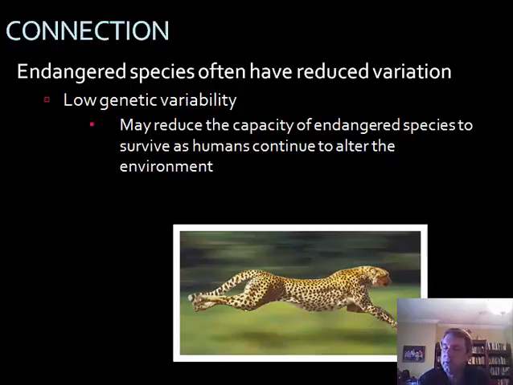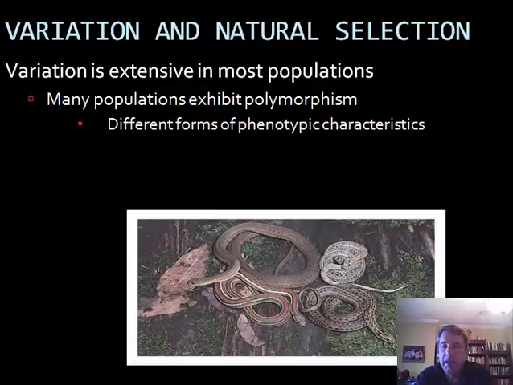And so your book's making the claim that maybe this is why these animals are in danger. And so low variability maybe has a connection to animals becoming endangered. Here's an example of high variability in a species.